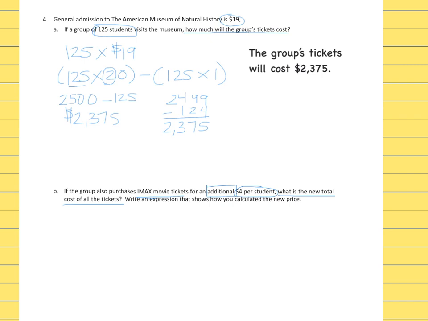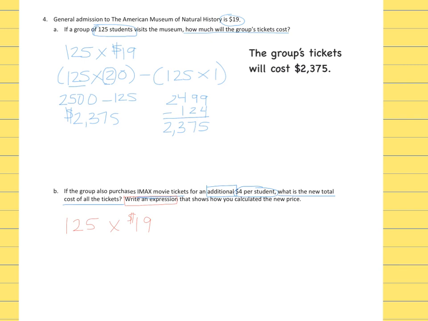They want us to write an expression, that means write the problem out, that shows how we calculated the new price. So we're not going to just mentally do it in our head. We just kind of have to show our thinking. So let's think about this. There is 125 students, and to get into the museum, it was $19. So they also are going to buy the IMAX movie tickets for an additional $4 per student.